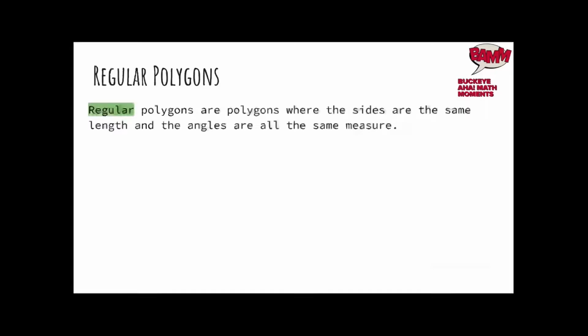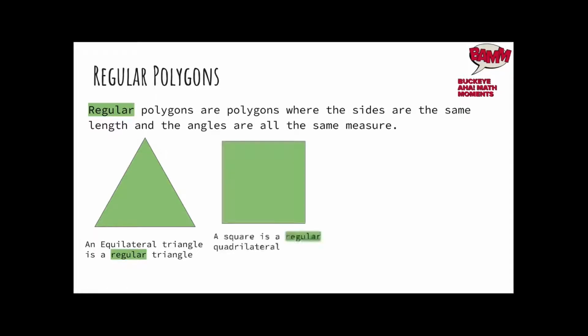There are also special polygons which we call regular polygons. So regular polygons are polygons where the sides are the same length and the angles are all the same measure. You are probably familiar with some regular polygons, but under different names. So for example, a regular triangle is an equilateral triangle, a triangle where all of the sides are equal and all of the angles are equal. A regular quadrilateral is a square, because that's a quadrilateral where all sides are the same length and all of the angles are the same, 90 degrees.